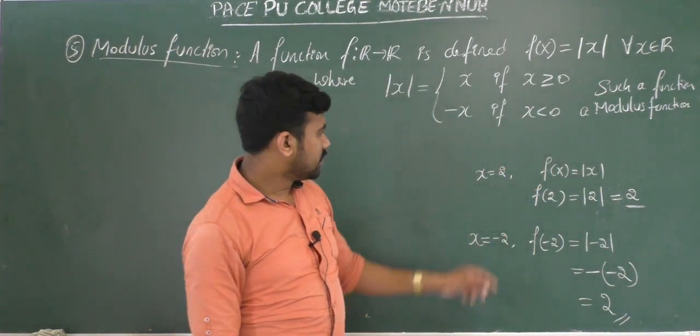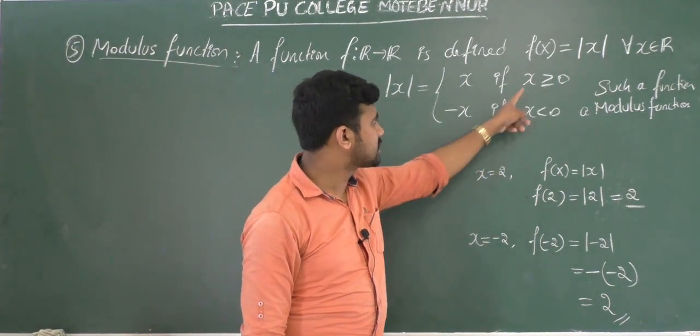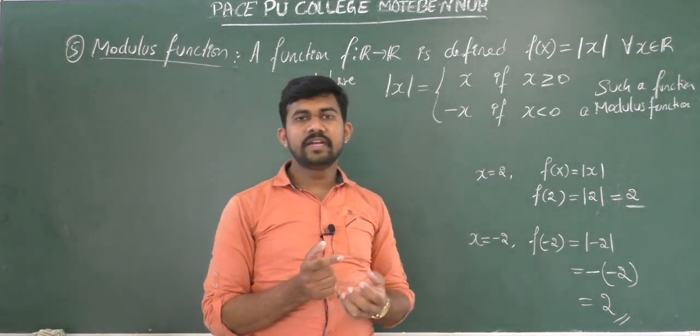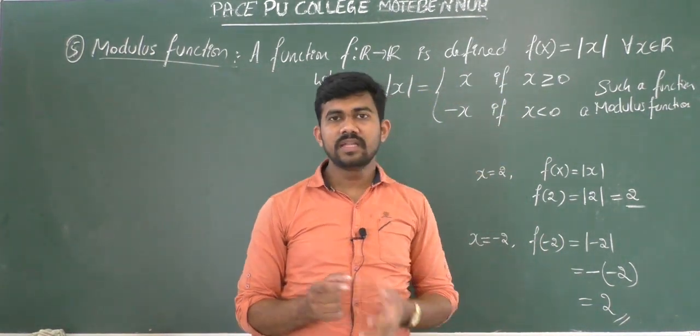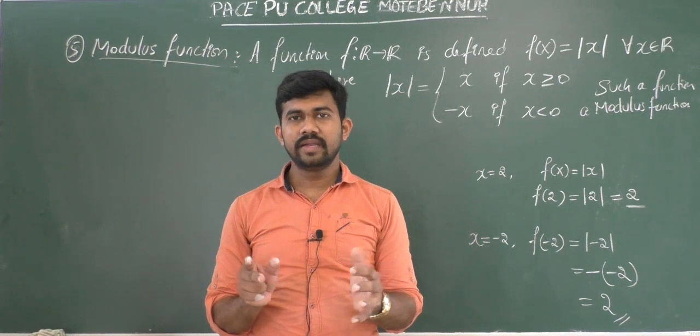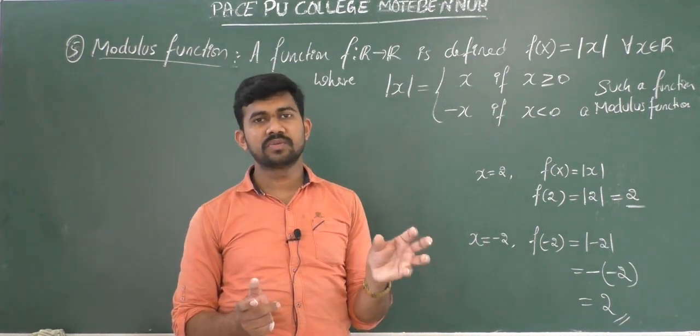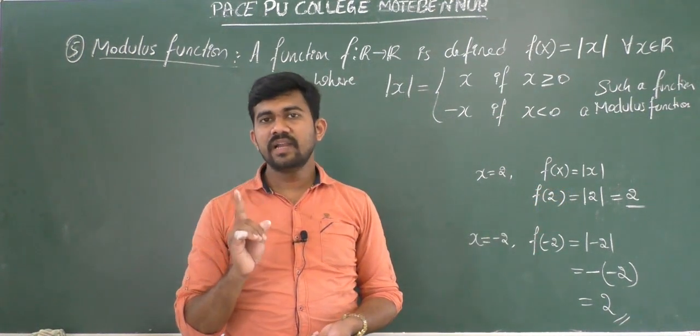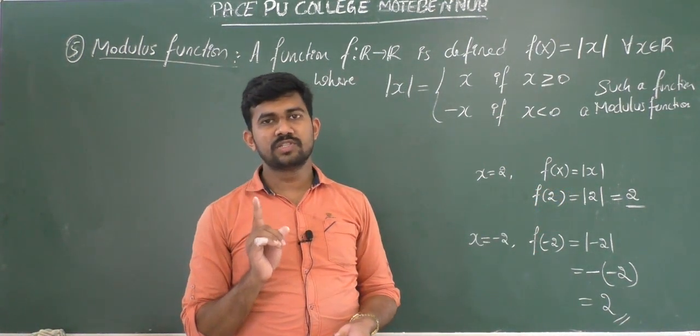See here, if you take x greater than 0, its value is that value only, that is, a positive value. But if you consider x is a negative value, then the value is negative of that number. Negative of a negative number gives a positive. Okay, so in both cases we'll get the value of the mod function as positive.